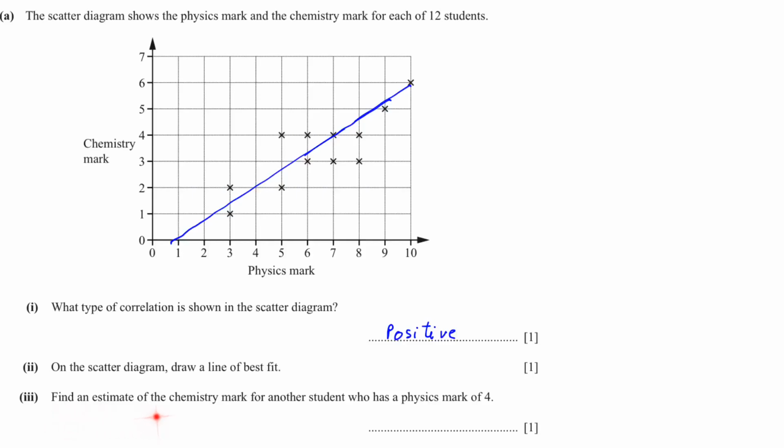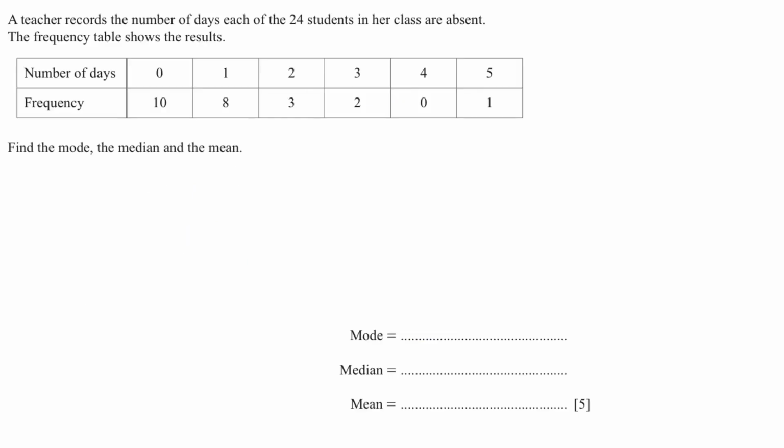A3, find an estimate of the chemistry mark for another student who has a physics mark of 4. This is the physics mark. When it is 4, your chemistry mark is 2. A teacher records the number of days each of the 24 students in her class are absent. The frequency table shows the result, the number of days and the frequency. Find the mode, median and the mean.